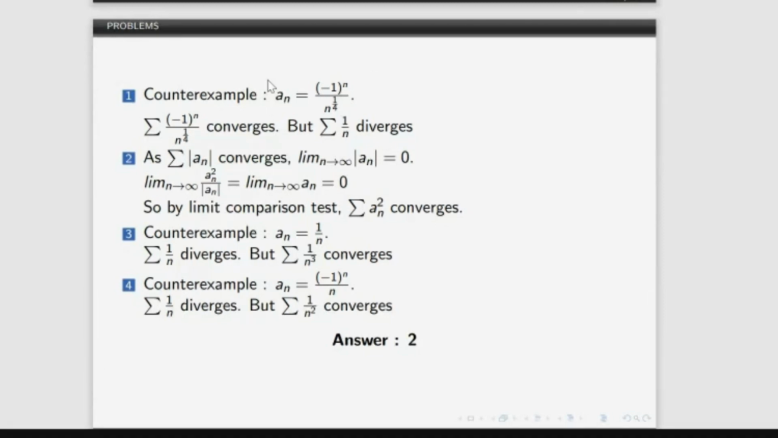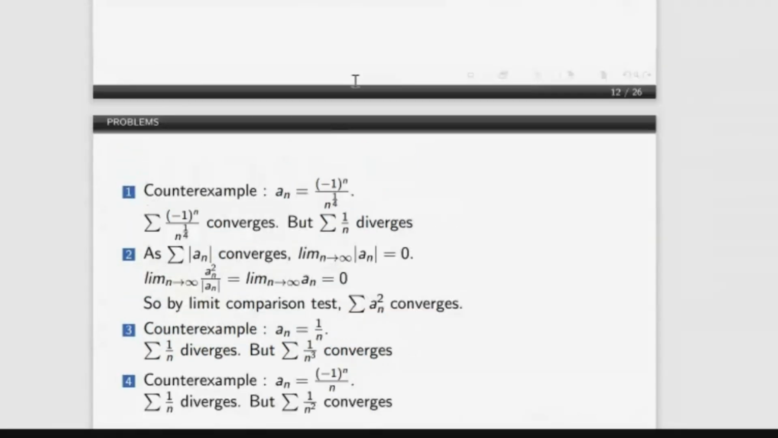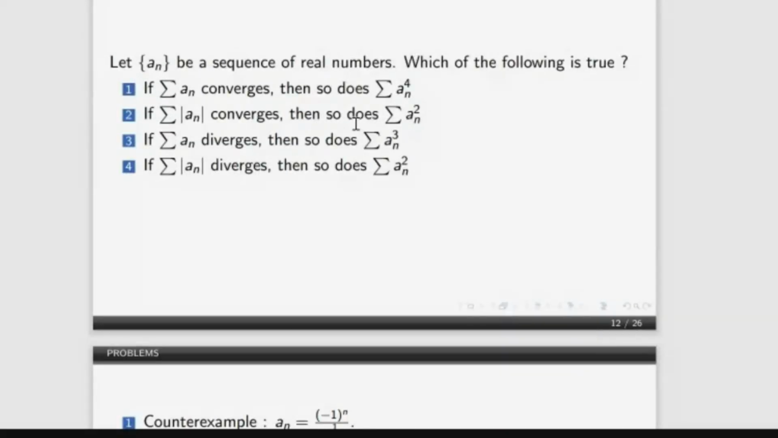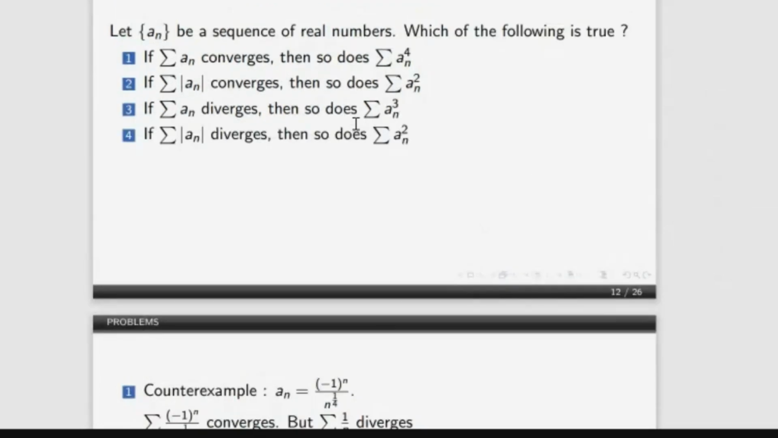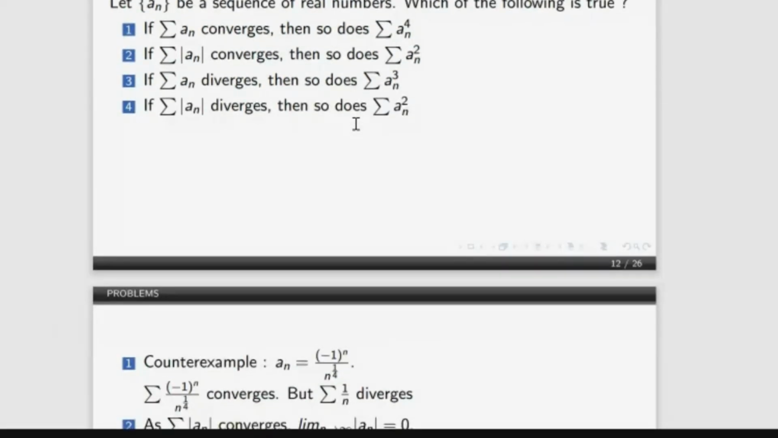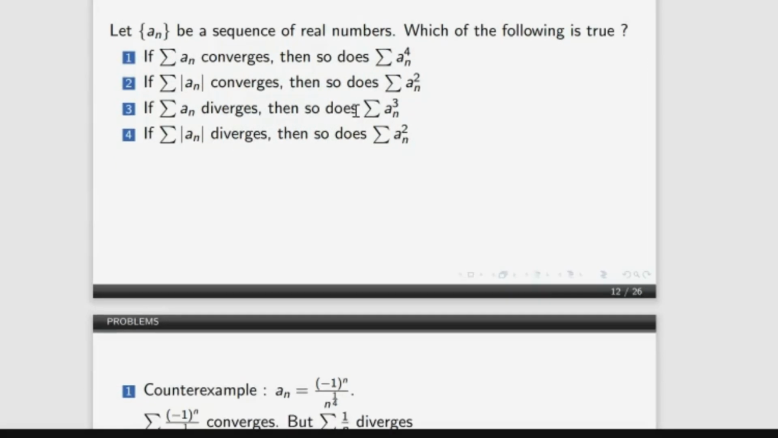Are you asking whether this is convergent or not? No. For counterexample purposes, I can take 1 by n to the power 1 by 4. This is not convergent. But when we are taking 1 by n power 1 by 4, it is a p-series with p value less than 1. It is not convergent. So there, the assumption that we are taking itself is wrong. So we cannot say that series a_n is convergent.